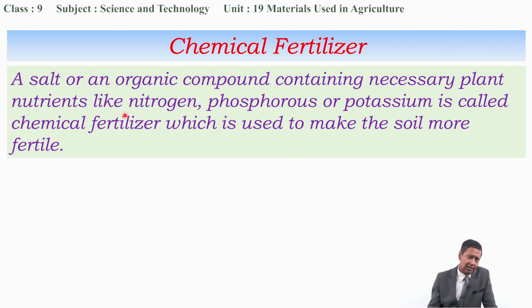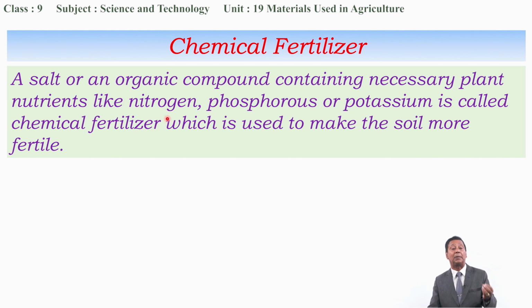Have you noticed this? Nitrogen, phosphorus and potassium, they are called primary macronutrients. It was taught in previous class also. Plant requires certain nutrients in large amount, in huge amount, and they are called macronutrients for plant. And among them, these three are very, very important: nitrogen, phosphorus and potassium. Sometimes maybe the deficiency of nitrogen occurs in the soil, and maybe the deficiency of phosphorus or potassium.